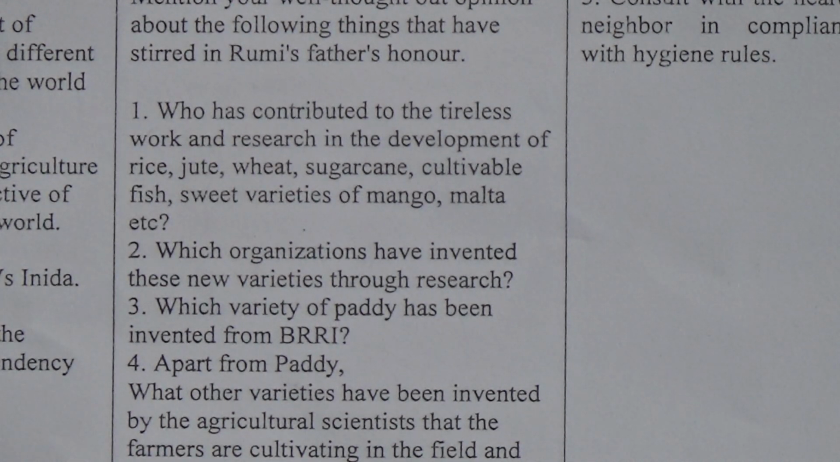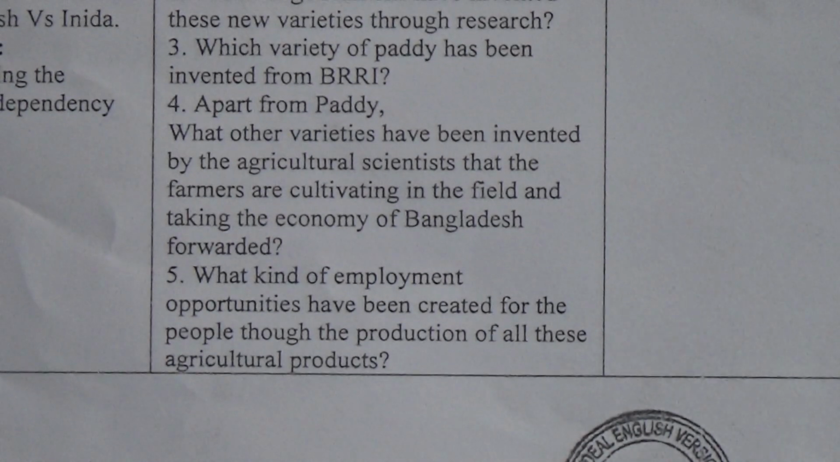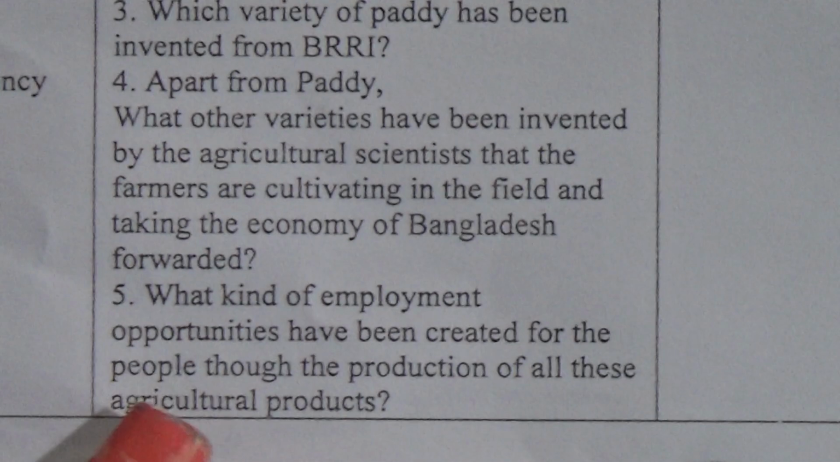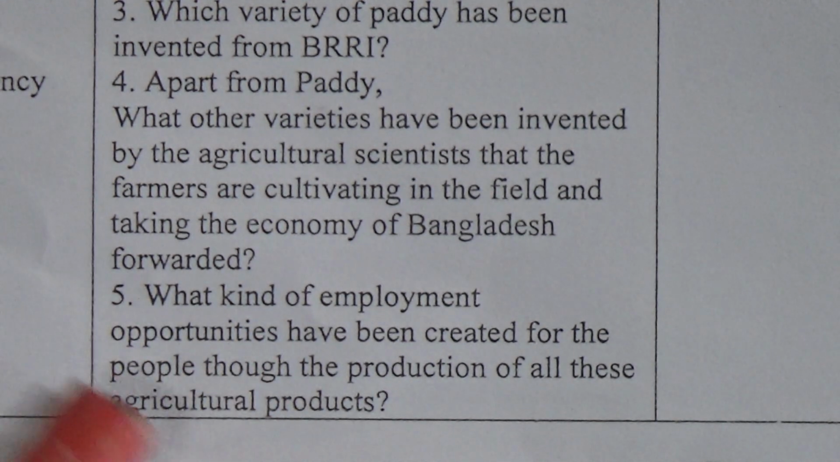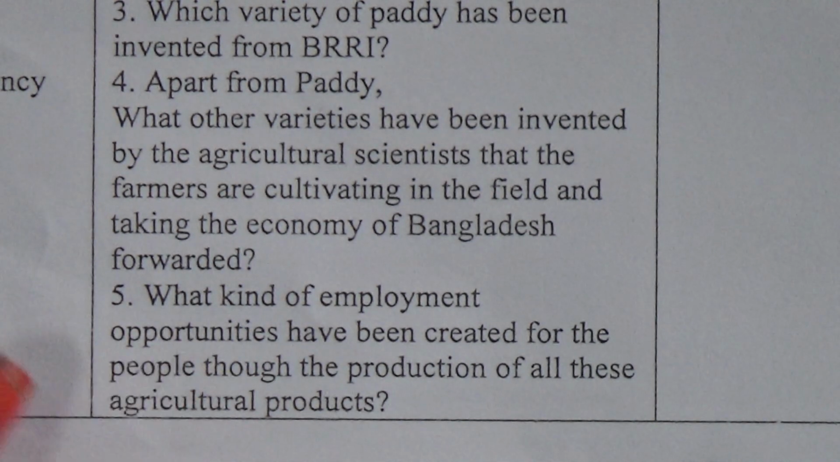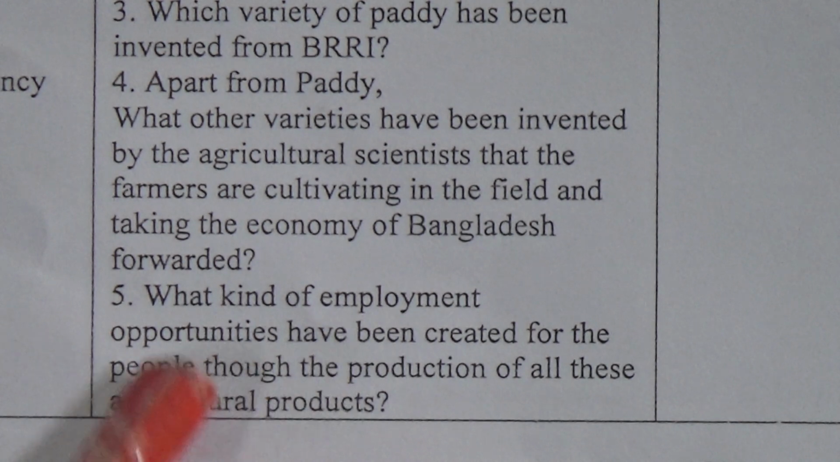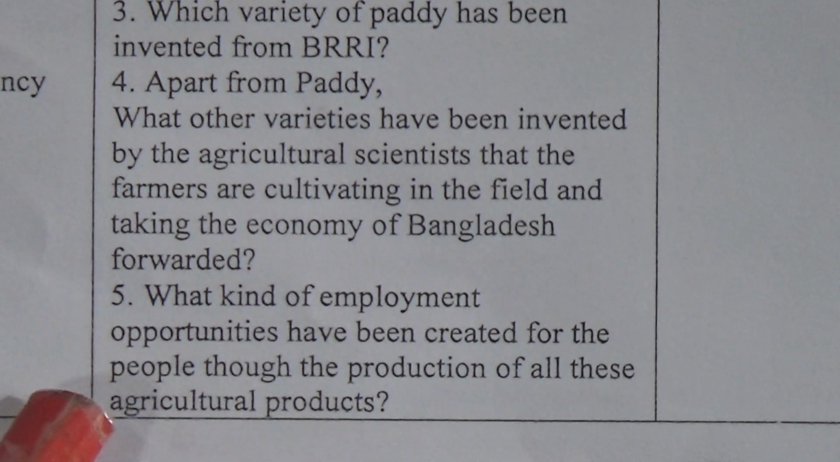Then number 5, what kind of employment opportunities have been created for the people through the production of all these agricultural products? Dear students, you know that by inventing such kind of hybrid products which are seasonal obsession free, that means in winter which products are available in winter only. If any farmer can produce that products in summer, that means the farmer will get more benefit.